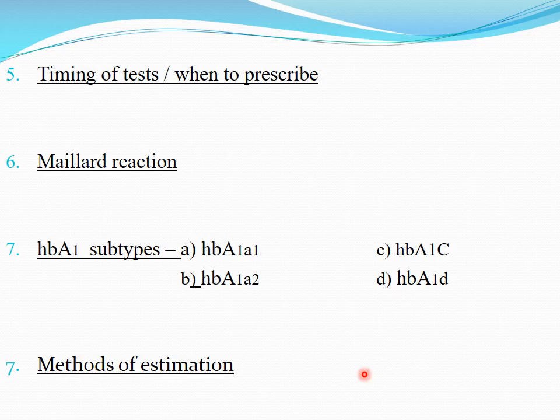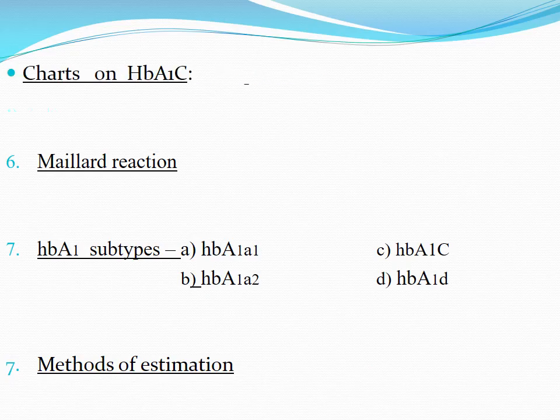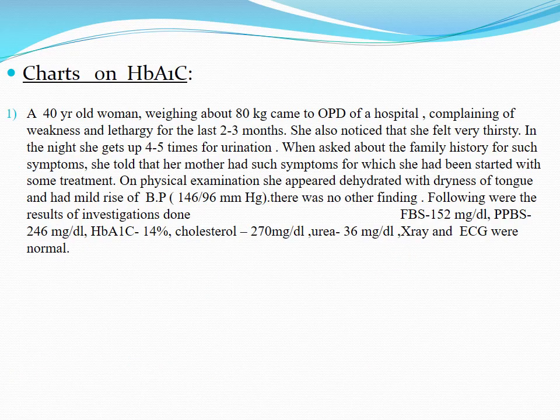Now, case charts on HbA1c. First question: a 40-year-old woman weighing about 80 kg came to the OPD of a hospital, complaining of weakness and lethargy for the last 2 to 3 months. She also noticed she felt very thirsty. Okay, this is polydipsia. In the night, she gets up 4 to 5 times for urination. Polyuria is there. Okay, polydipsia, polyuria. Polyphagia is not mentioned.